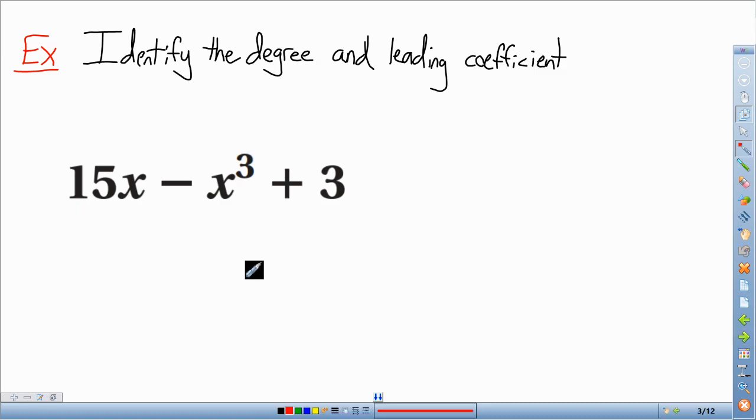Our first example is going to be asking us to identify the degree and leading coefficient of our polynomial. And we'll also give it a name as well, just because. So go ahead, copy this. We'll do this together.